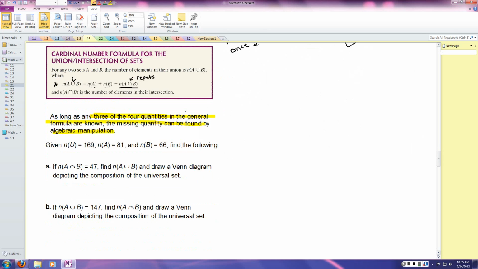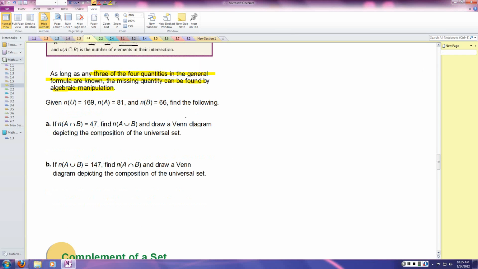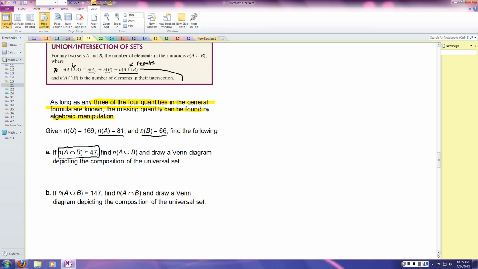Okay, so let's look at this example here. This is just another example of it. So you're given the number of elements in A and the number of elements in B. Part A, you're also given the number of elements in the intersection. So if I look at this formula, and I pull this formula down here, I'm going to write that the number of elements in A union B equals the number of elements in A plus the number of elements in B minus the number of elements in A intersection B.